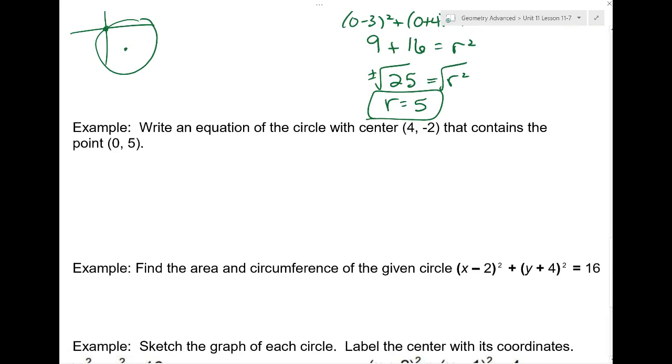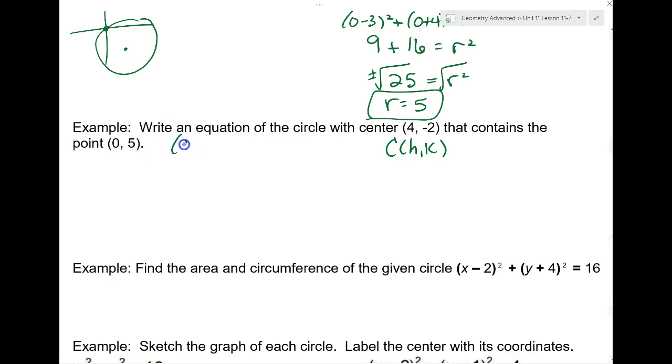It says write an equation of a circle with the center, let's call that h, k, that contains the point 0, 5. Now, wasn't the previous problem it contains the point 0, 0? This time the only difference is it's 0, 5. So let's start almost where we were. This is not how everyone does it. There are some teachers who always tell you to use the distance formula. I'm like, the equation of the circle is the distance formula. So why am I going to write something down more than once?